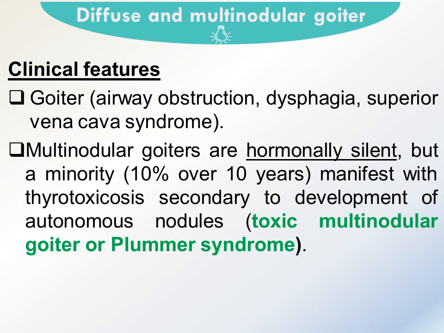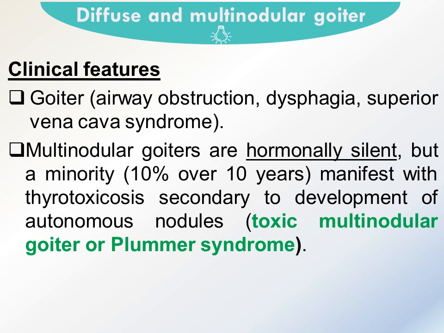Clinical features. The dominant clinical feature is goiter. It may cause airway obstruction, dysphagia, and compression of large vessels in the neck and upper thorax, so-called superior vena cava syndrome.